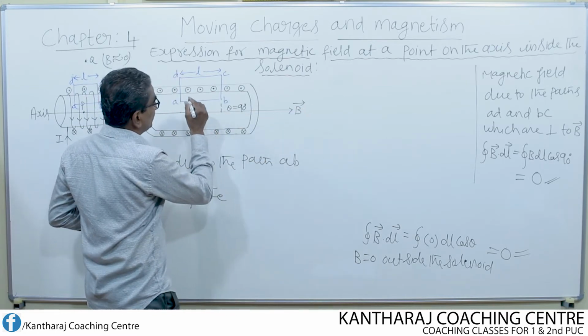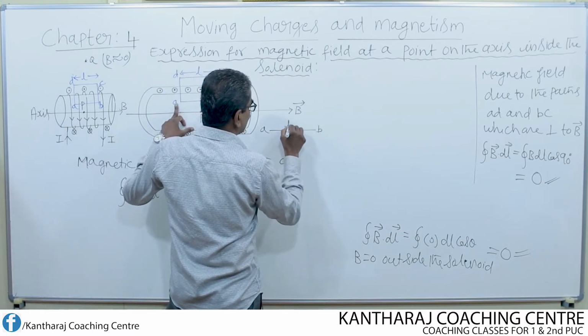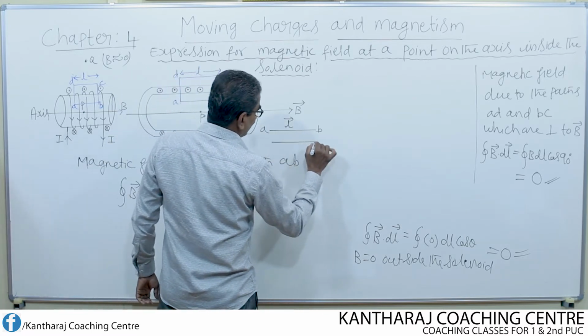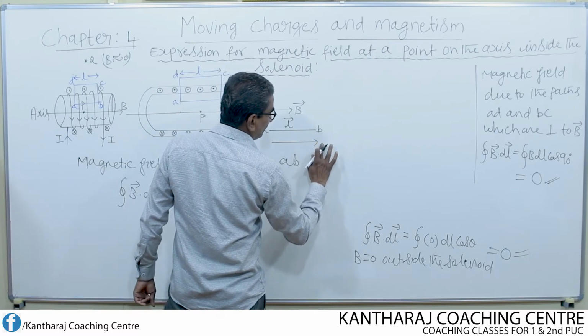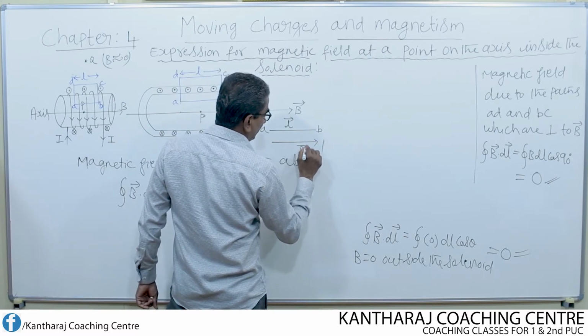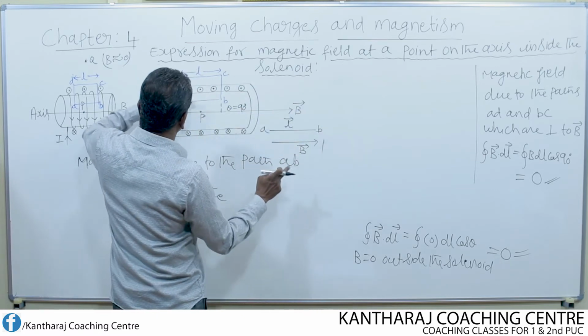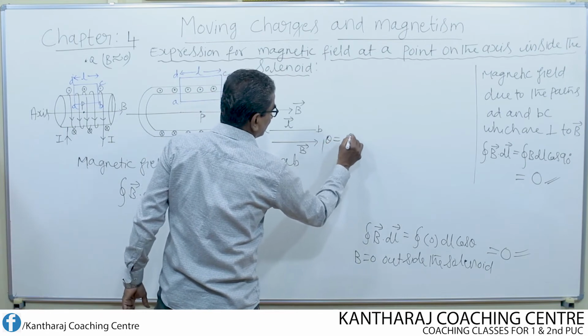How? Let us draw one separate figure. AB, I consider the length of AB as vector L. Then this is nothing but the magnetic field B, which is along the axis. Magnetic field B is parallel to this path. Therefore, in this case, theta becomes equal to 0 degrees.